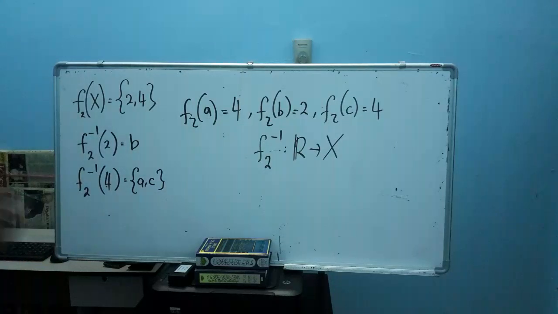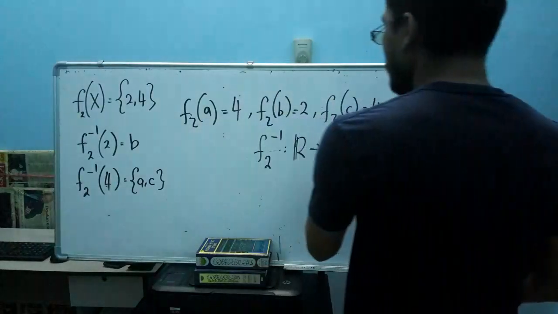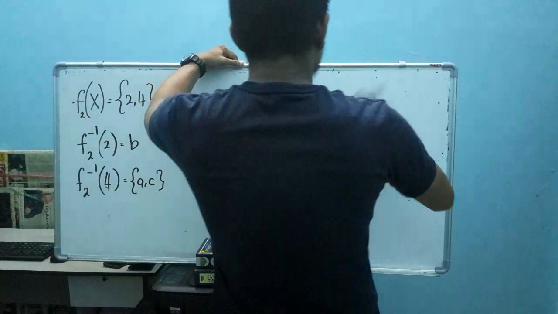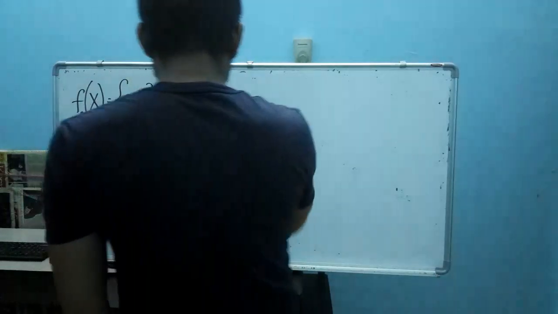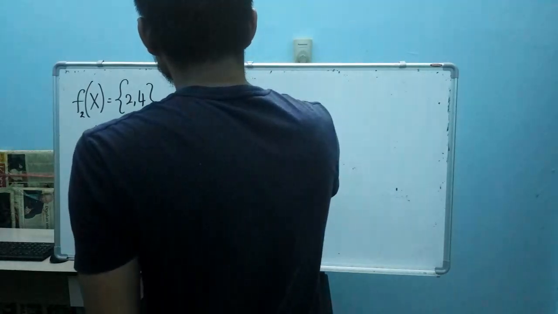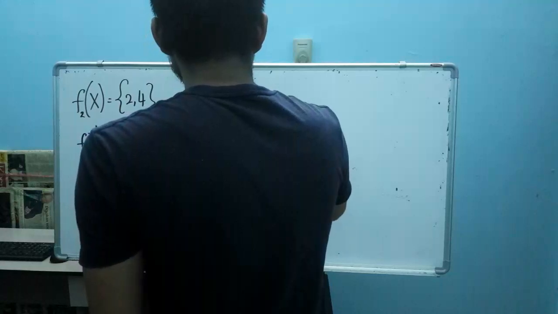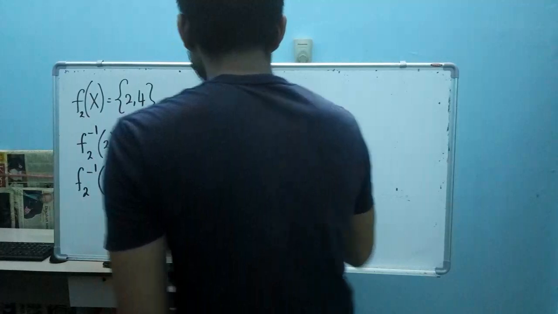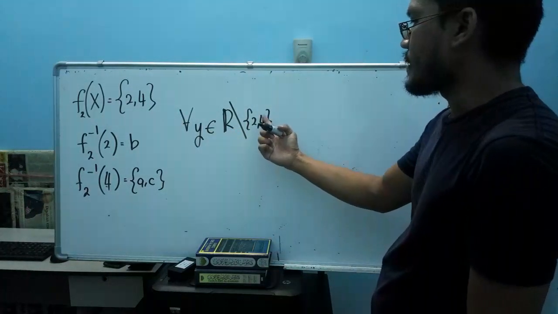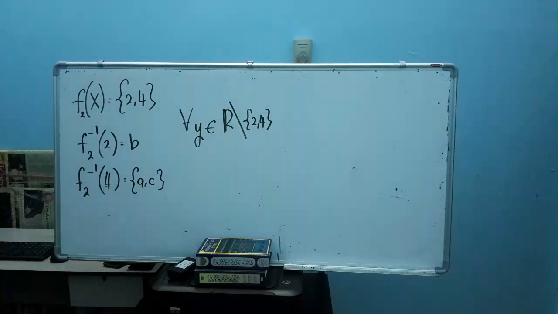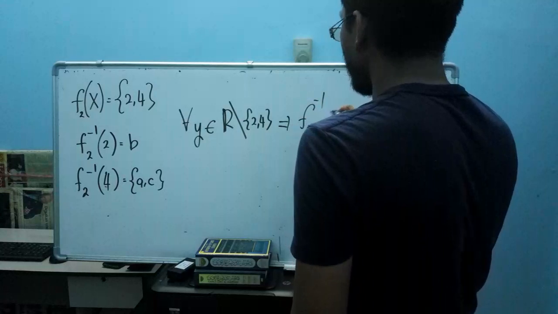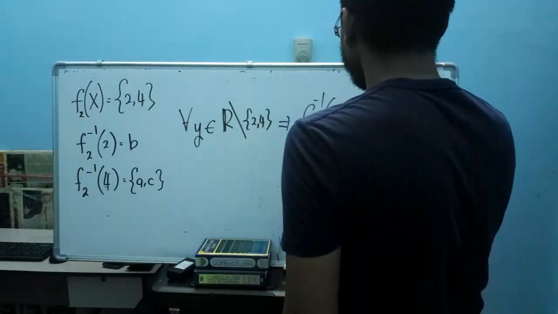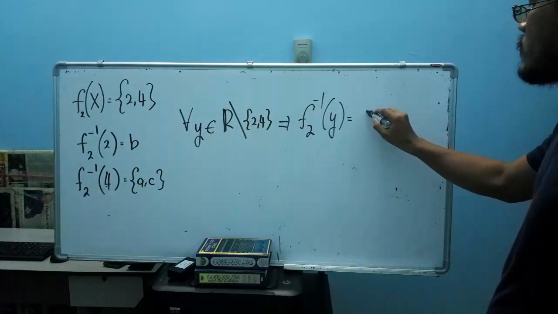What are the other possible inverses that map from R to X? For example, if I consider any y from R that is different from 2 and 4, meaning a value other than 2 or 4, then the pre-image f2 minus 1 of that y is of course equal to the empty set. Why?